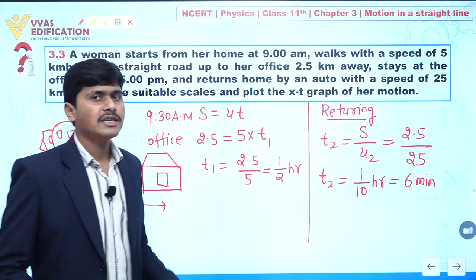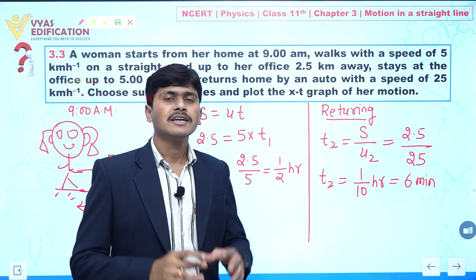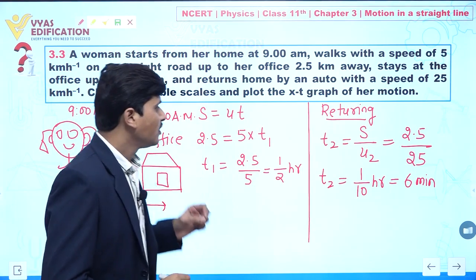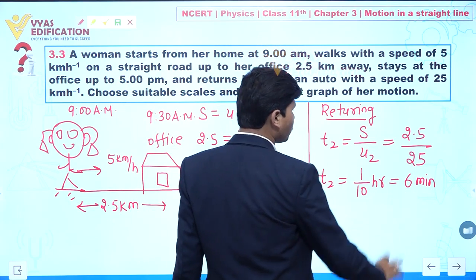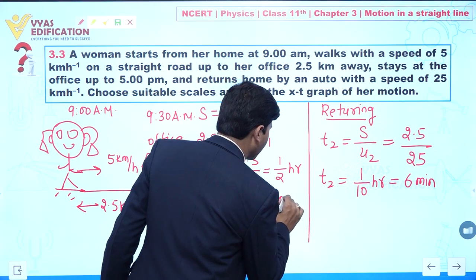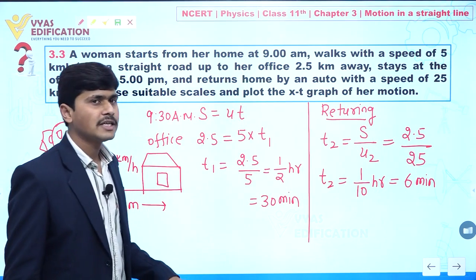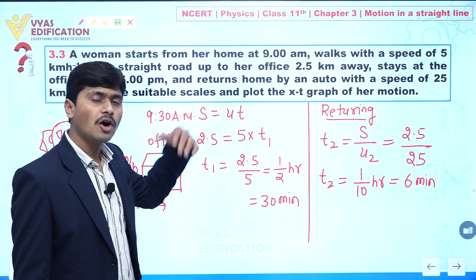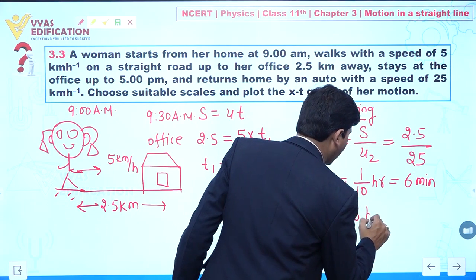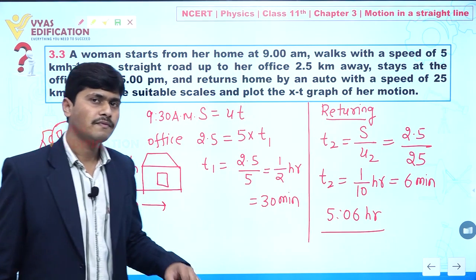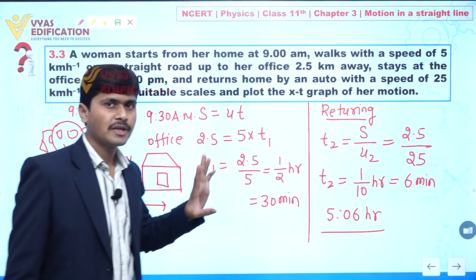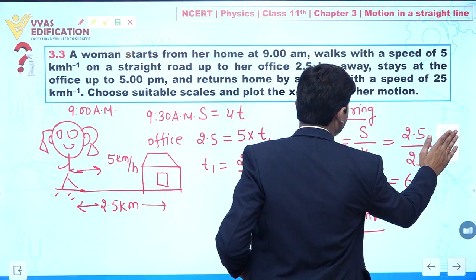Now our objective in this question is to find the x-t graph of the motion of the lady. So now we can see this is t2, 6 minutes, and this is half an hour, 30 minutes. It means when she departs at 5 pm from the office, she reaches home at 5:06, meaning 5 pm and 6 minutes. So she reaches home at this time. Now we are going to draw the x-t graph.